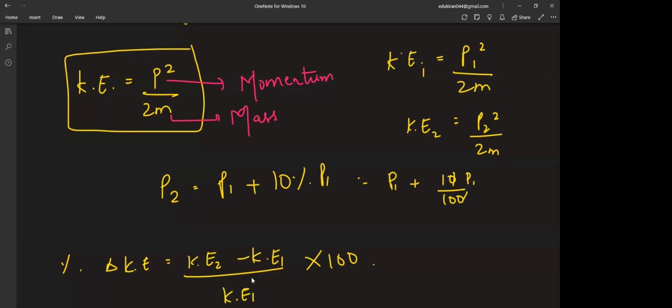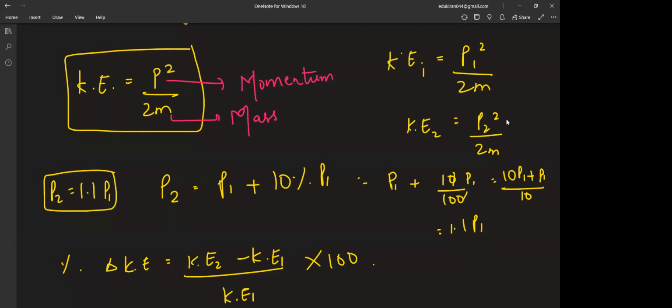So when you put in here, P1 will be common, and the P1 will get cancelled. So you'll get the percentage change. See, rest of the things will get cancelled, no? Even if you take this as an example, this becomes 10 plus 1. This is 10 P1 plus P1 divided by 10. That becomes 11 P1 by 10, which is 1.1 P1. So what do we have? We have P2 equal to 1.1 P1. So in this equation, we'll have this as 1.1 P1 whole square by 2m.